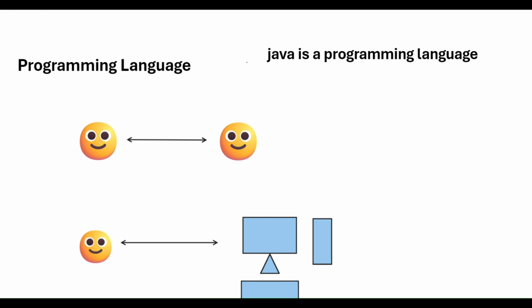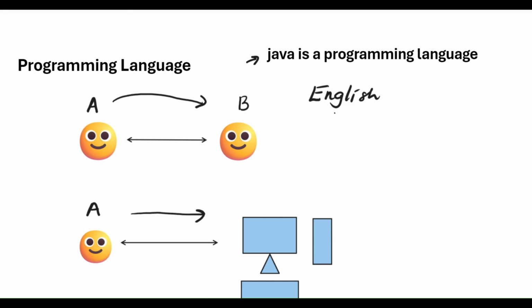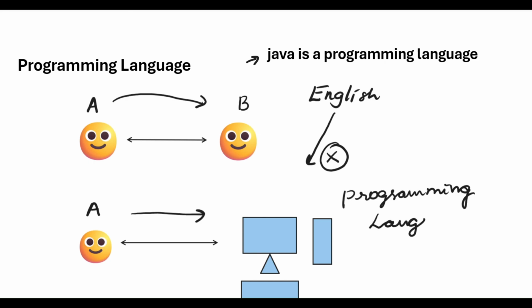We know that Java is a programming language. For example, consider two people, A and B. If A wants to communicate with B, we can use any regional or normal language, like English. But consider person A needs to communicate with the system. In this case we cannot use this language, so we have to use a programming language to communicate with the system. For this purpose we are using programming languages.